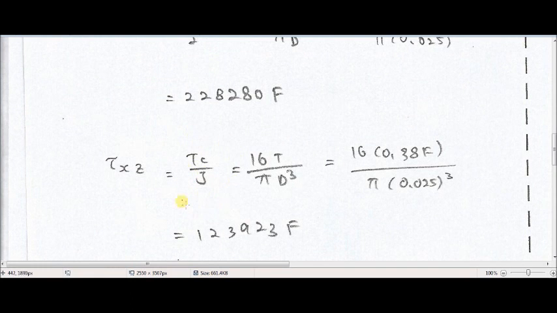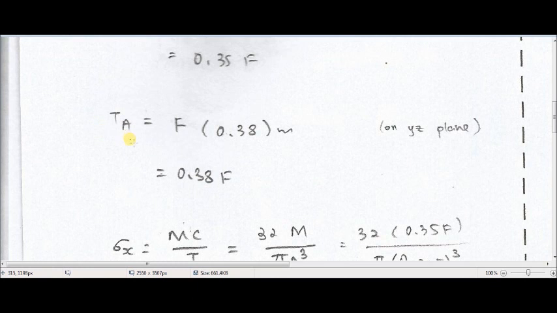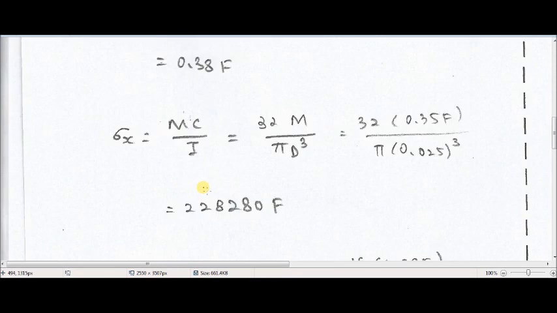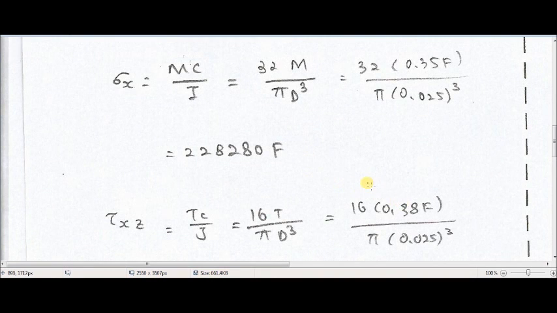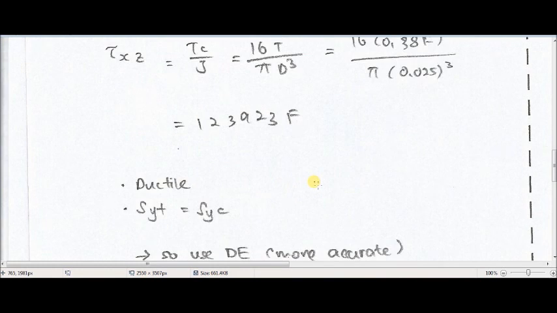So by using this equation, again I will substitute J, the second polar moment of area for a circular cross section, and I will substitute the equation in this way. Later on I can substitute the torque at location A that we found earlier instead of T, and then we will find tau xz in terms of F.